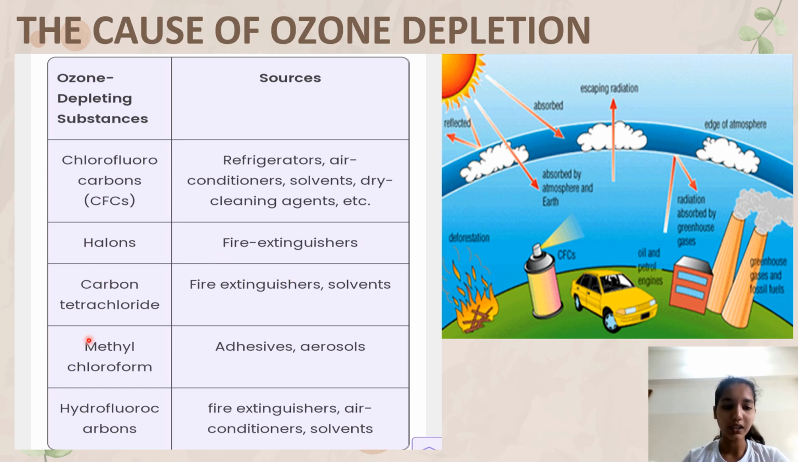Ozone depleting substance: Methyl chloroform. Sources: adhesives and aerosols. Ozone depleting substance: Hydrofluorocarbons. Sources: fire extinguishers, air conditioners, and solvents.